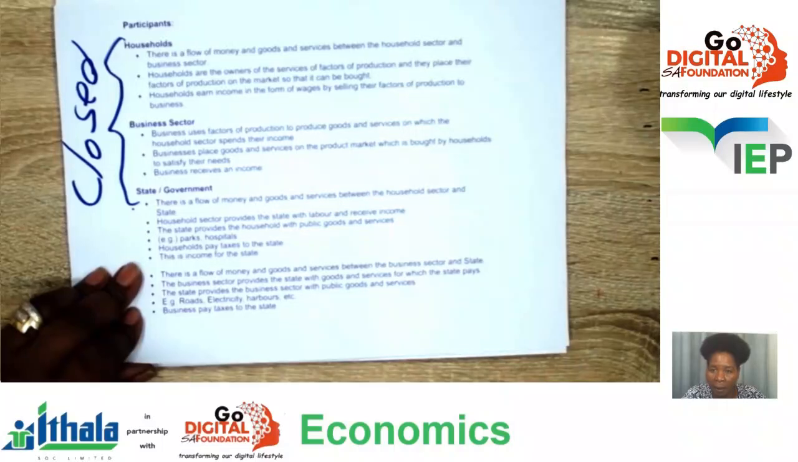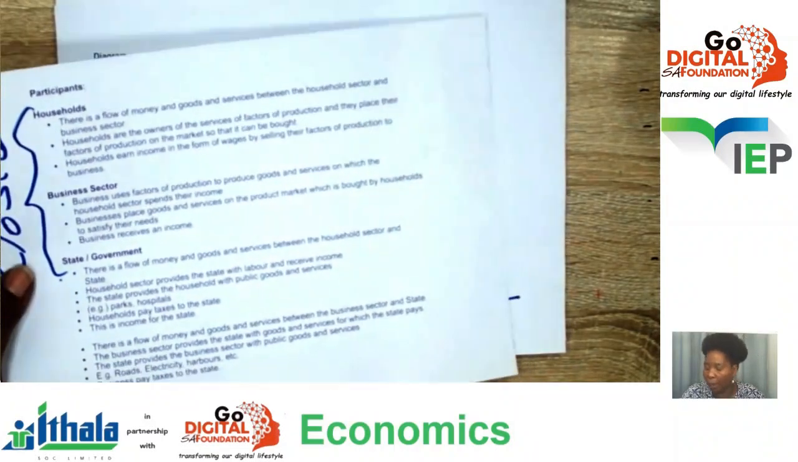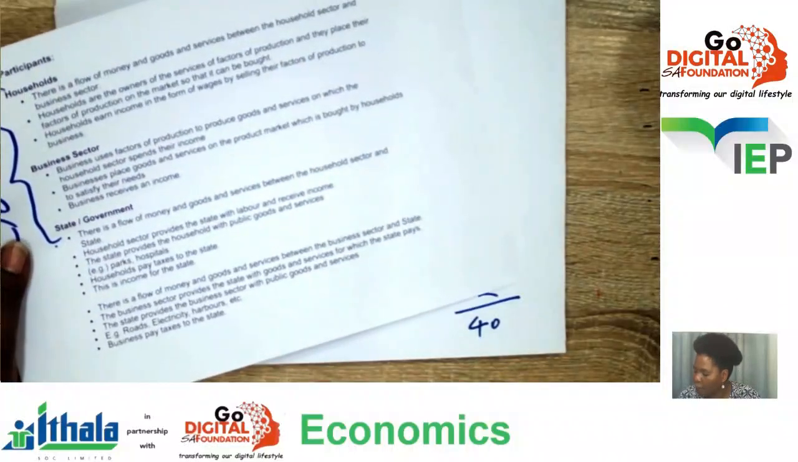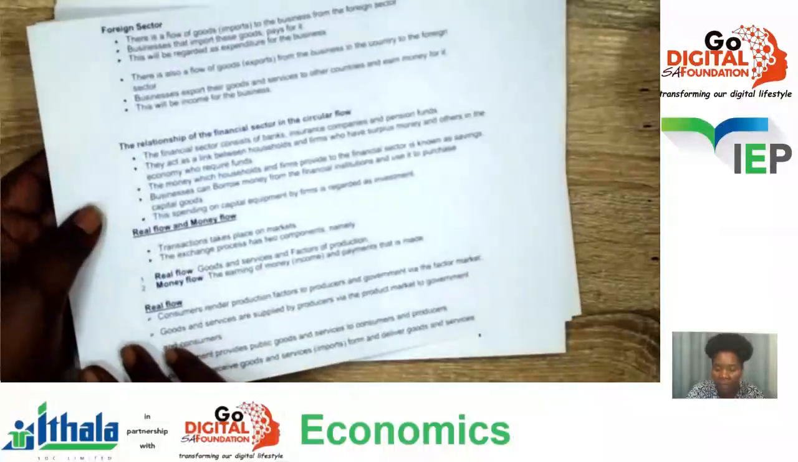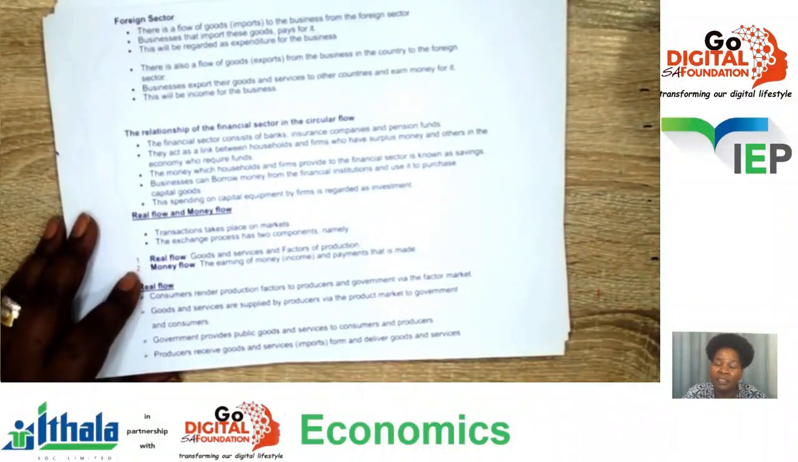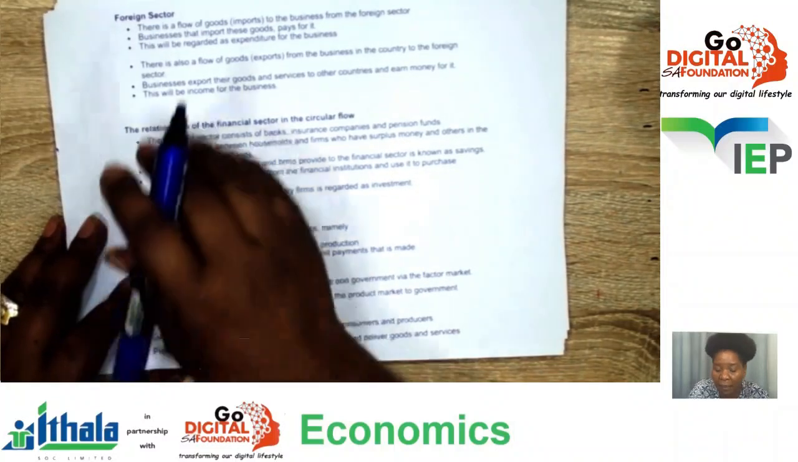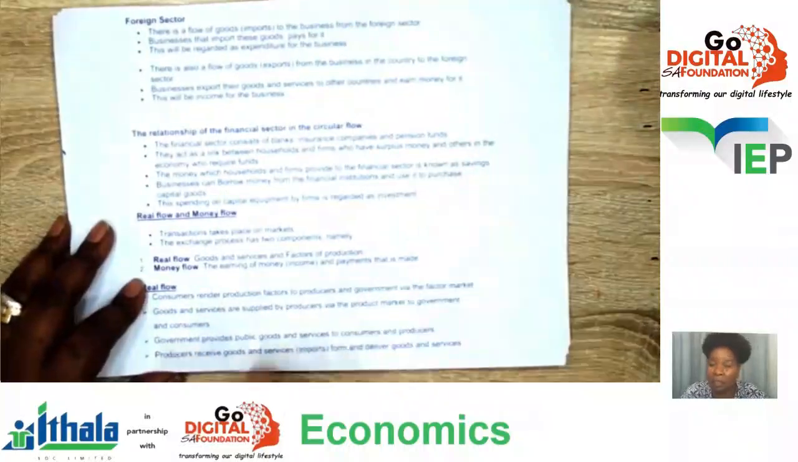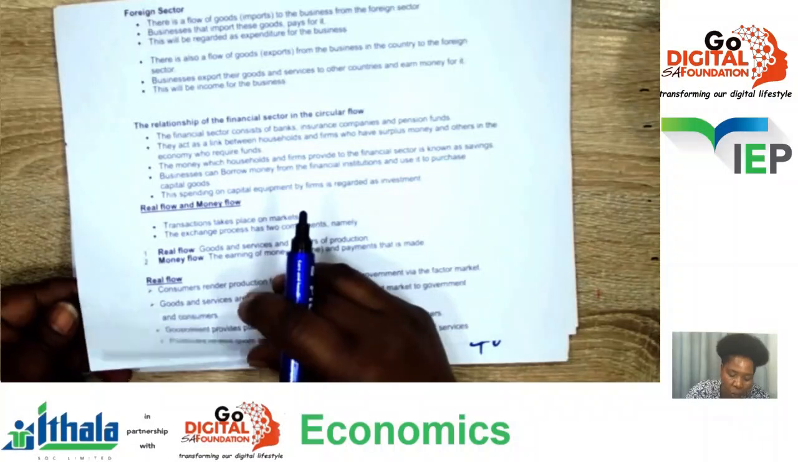But remember, Mem said, we don't work alone. That is why I also have a foreign sector. That is the fourth one in our participants. Why? Because we have this relationship with these other countries. We have agreements with these other countries. We buy and sell from them.